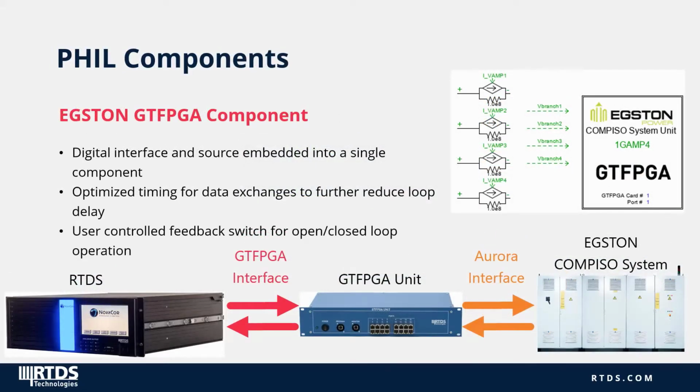Now I'd like to quickly touch on some of the power hardware-in-the-loop components that we have available in our software, starting with the Egston GTFPGA component. This component embeds the digital interface and interfacing source into a single component. We've optimized the timing for when the data exchanges occur to try and further reduce the loop delay. We've also embedded a user-controlled feedback switch in the component so that the user can easily switch between open and closed loop operation.